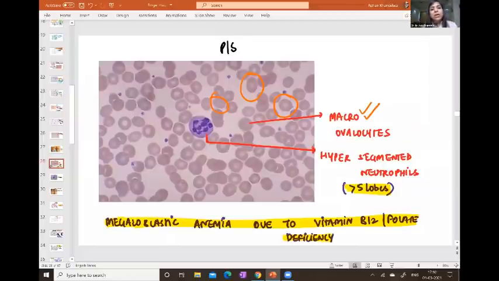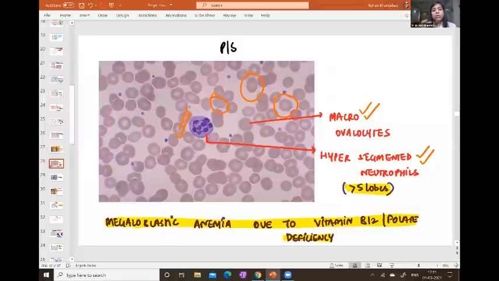When will I clinch the diagnosis that this is megaloblastic anemia due to B12 deficiency? When I see these cells. Can you see in this neutrophil, there are not 3 to 5 lobes? I told you a normal neutrophil has 3 to 5 lobes. This neutrophil has approximately 8 lobes if you count. This is called a hypersegmented neutrophil. And when I see a hypersegmented neutrophil on a PS, I make a diagnosis that this patient most probably has megaloblastic anemia due to B12 or folate deficiency, right?